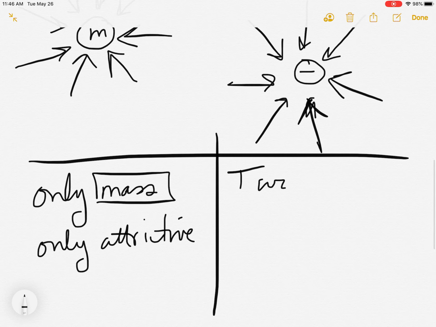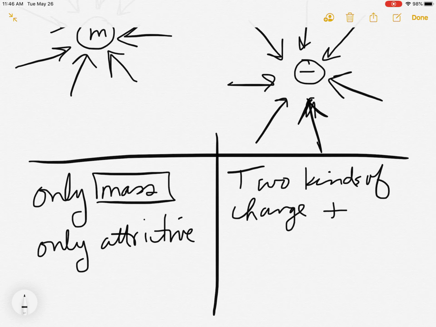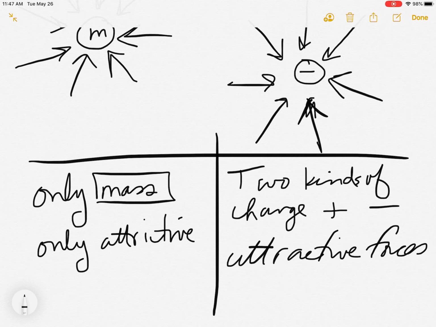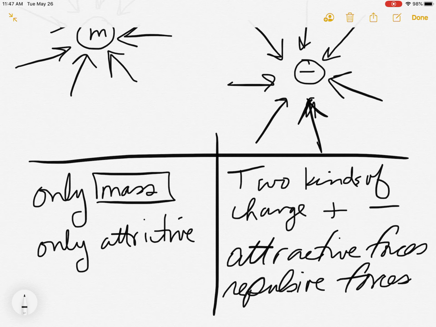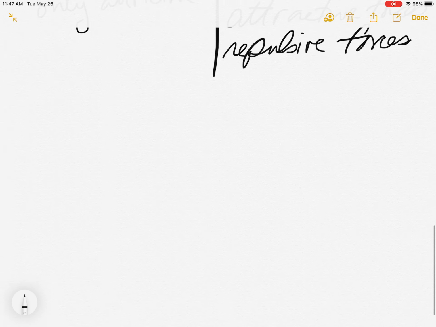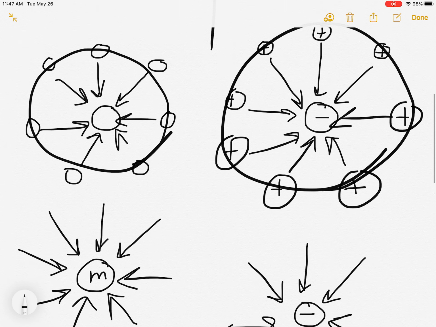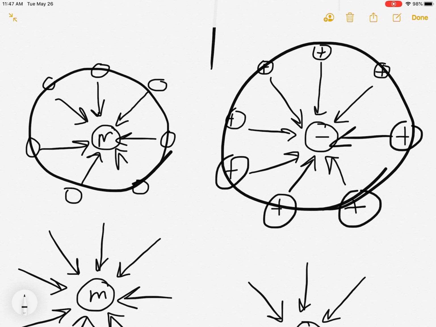But with electricity, there are two kinds of charge. And of course, we call them positive and negative. And so that means that it's possible to have attractive forces, but it's also possible to have repulsive forces. And so if we were to draw the very same picture with gravity, there's no other picture to draw.